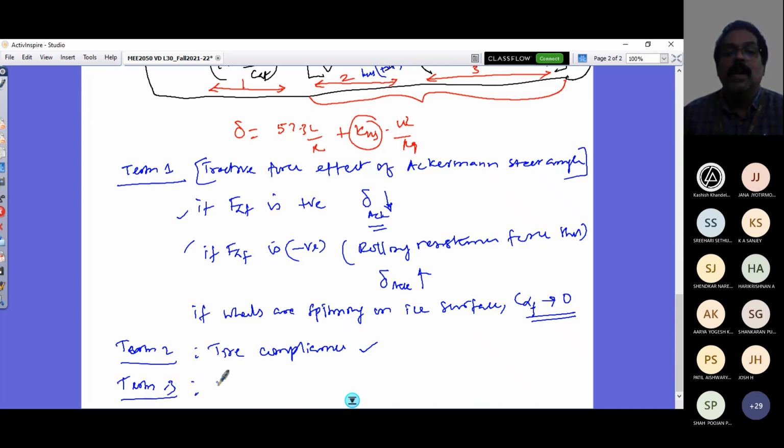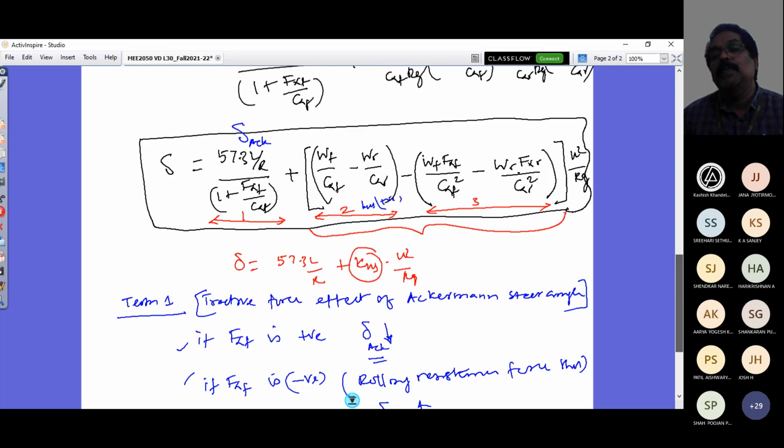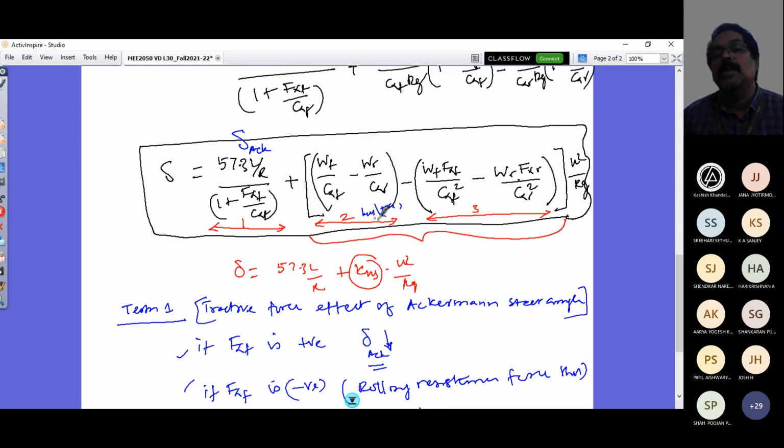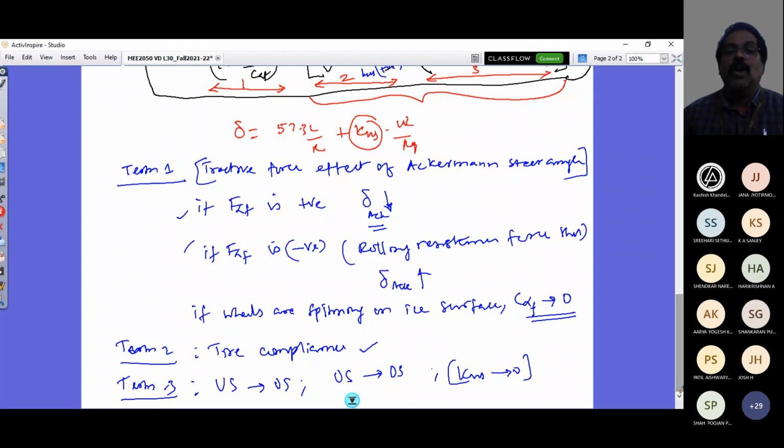This is to see how understeer changes to oversteer, or oversteer further to oversteer, or KU is going to 0. So when KU is going to 0, term 3 equals term 2. When this term is equal to this term, then it is a neutral steer vehicle, right? So this is all something that we can interpret in a real-time vehicle.